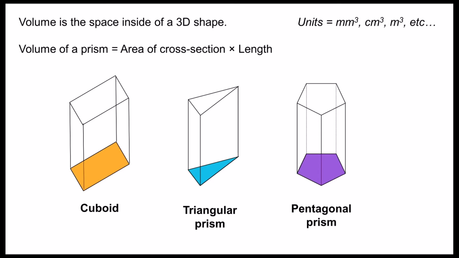In my 3 images, I've got a cuboid, a triangular prism and a pentagonal prism. Highlighted is their cross-sections. As you can see, their cross-sections run through the length of each shape. For the cuboid, we've got a rectangle. For the triangular prism, it's a triangle. And for the pentagonal prism, it's a pentagon. This means that as long as we can work out the area of the cross-section, we simply times it by the shape's length to work out its volume.